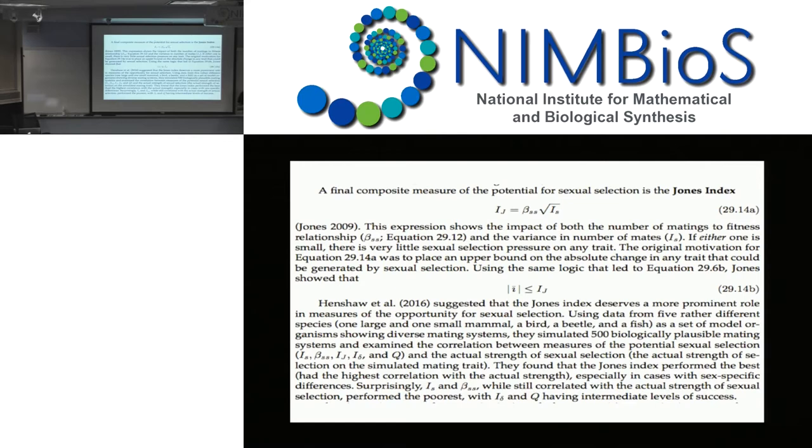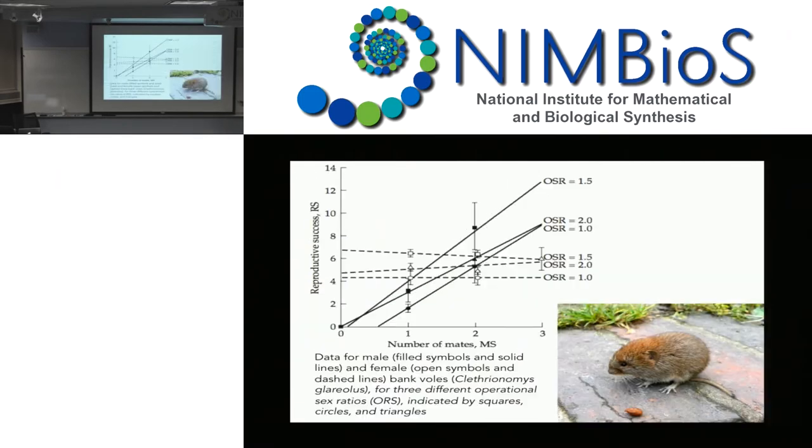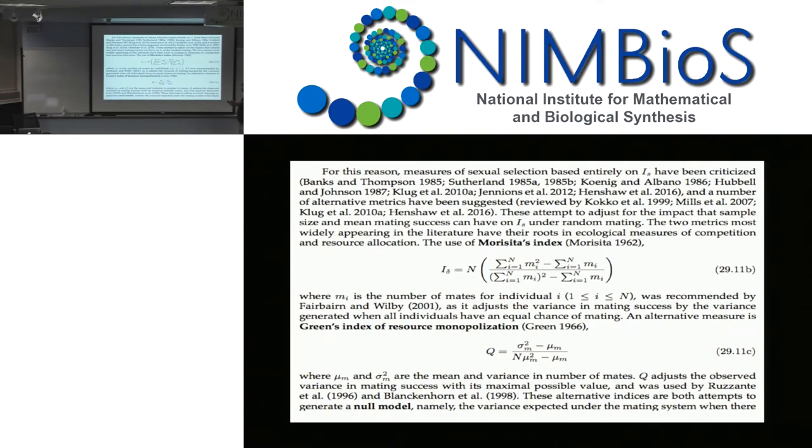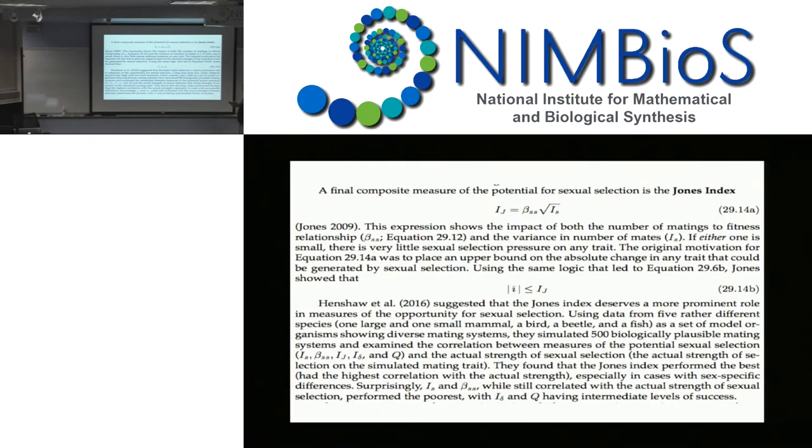So let's try to connect some of these things. A composite measure for potential sexual selection is the Jones Index. And let's go ahead and show Adam. So there's Adam, who did a lot of work with Steve. The Jones Index basically tries to quantify these relationships: in order to have variance in reproductive success, we need variance in mating success and a connection between those two. You can have lots of variance in reproductive success, lots of variance in mating success, but if one doesn't lead to the other, then you don't have sexual selection. So he proposed an index, which other people call the Jones Index, right? You never name an index after yourself.